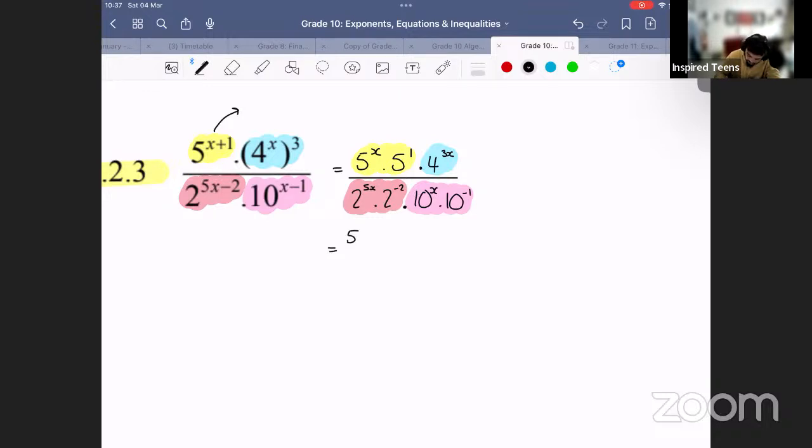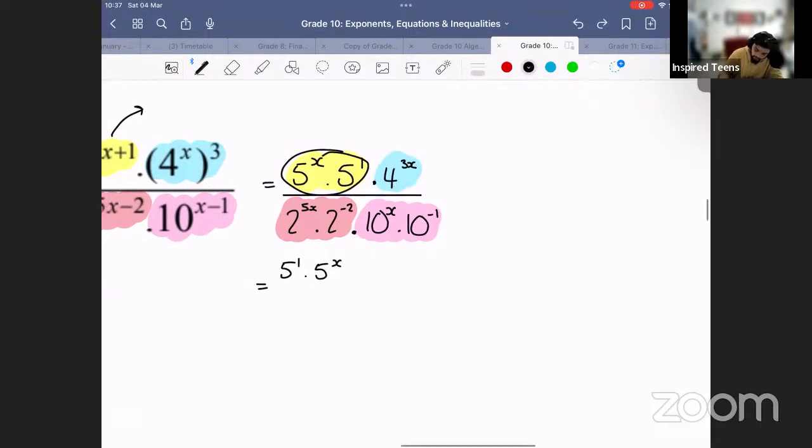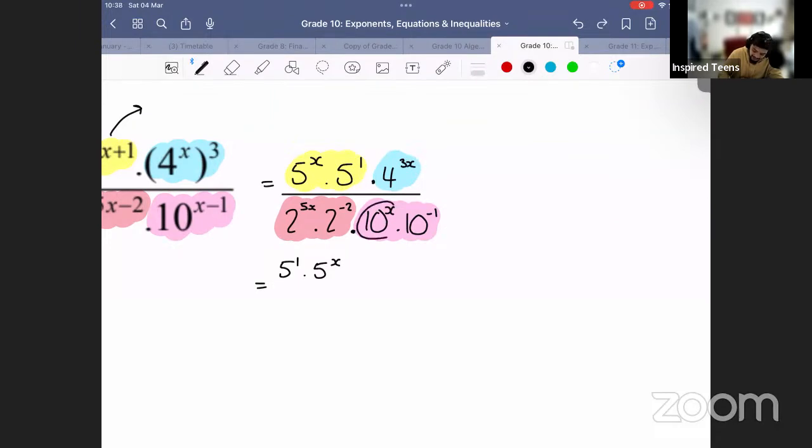So I'm going to write it like this, 5 to the 1 times 5 to the x. Now, what we need to do with 4 to the power of 3x. Whenever you deal with questions like this, you always want to simplify things to the same base. Example, on top, I have 5 and I have 4. At the bottom, I have 2 and I have 10. So I can relate the 4 to the 2.